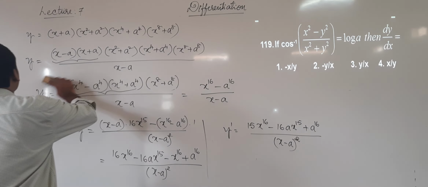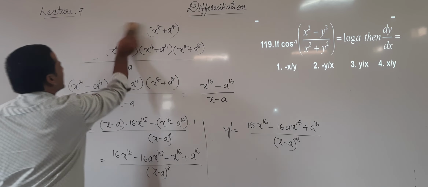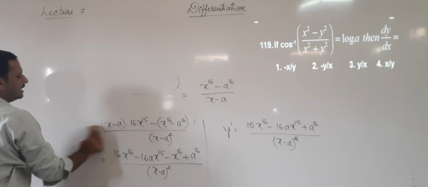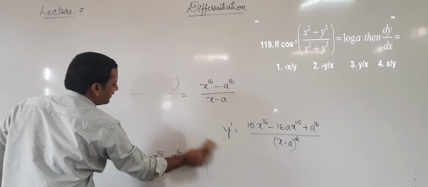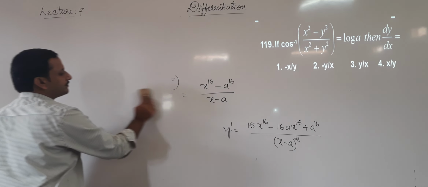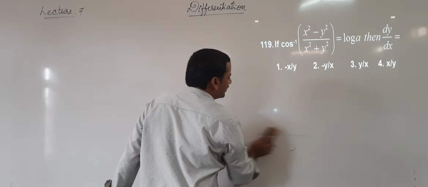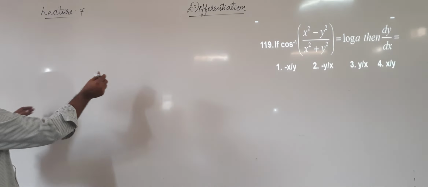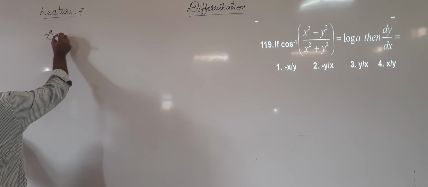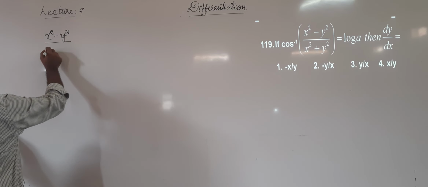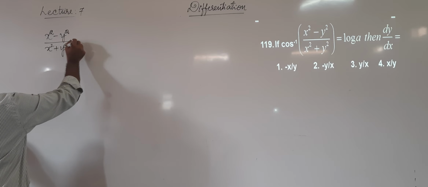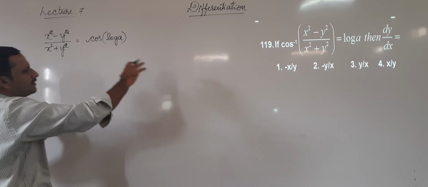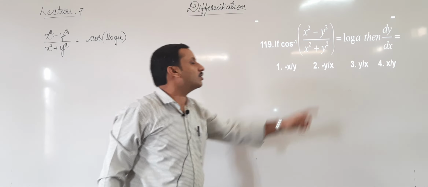Then 119. If cos inverse of (x square minus y square) by (x square plus y square) is equal to log a, then dy by dx is equal to, okay, cos inverse of this much is equal to log a. So from the given equation I can write (x square minus y square) divided by (x square plus y square) is equal to cos of log a. Cos inverse of this much is equal to log a, therefore this much is equal to cos log a.